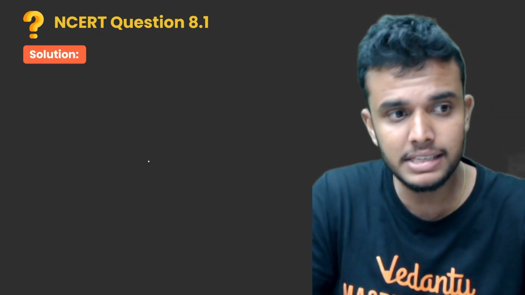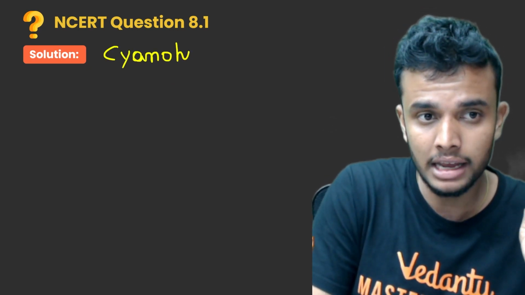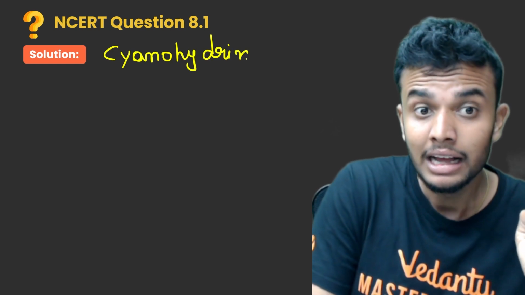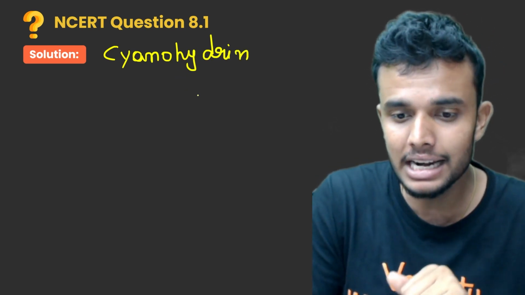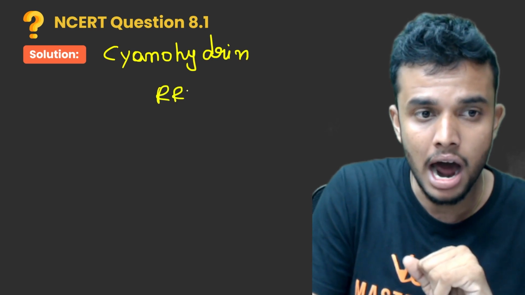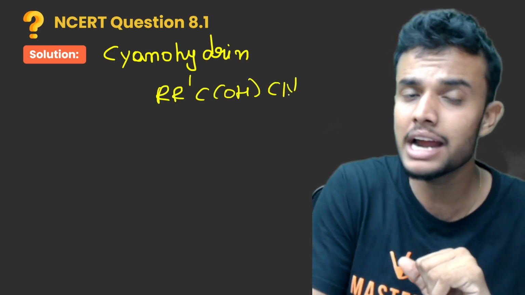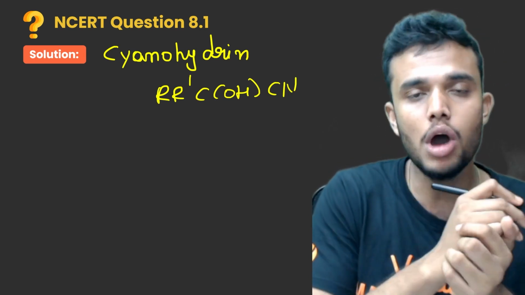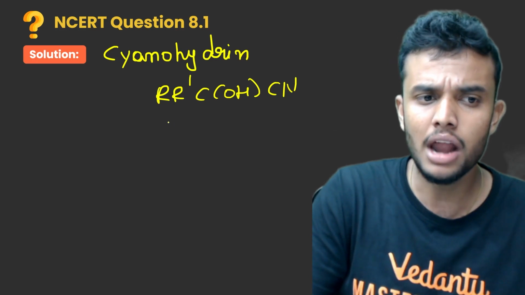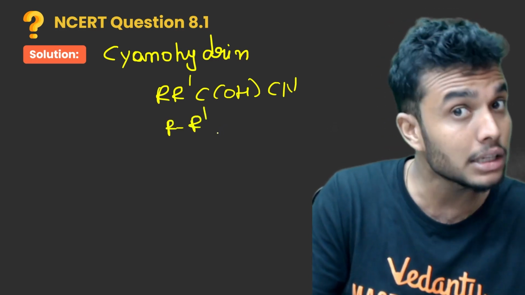The first term is cyanohydrin. What is cyanohydrin? Cyanohydrin is an organic compound having the general formula R R'C(OH)CN. The name itself denotes, students, one cyanide group with an alcohol group, where R and R' may be alkyl or aryl groups.